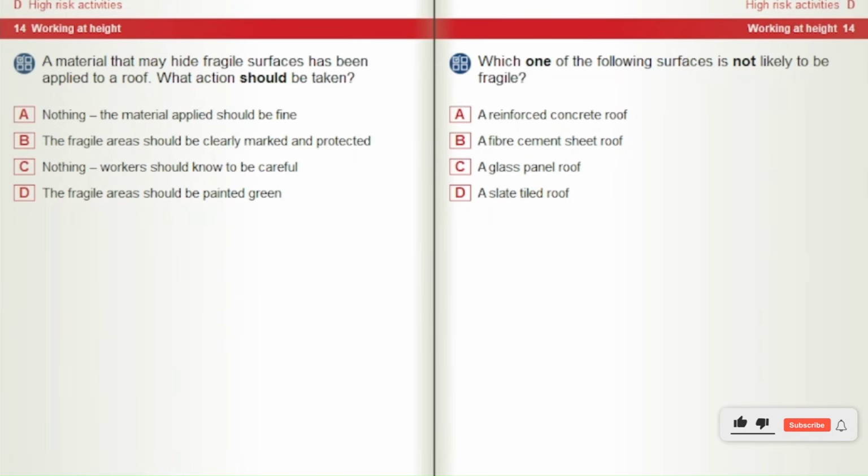A material that may hide fragile surfaces has been applied to a roof. What action should be taken? Nothing. The material applied should be fine. The fragile areas should be clearly marked and protected. Nothing. Workers should know to be careful. The fragile areas should be painted green.